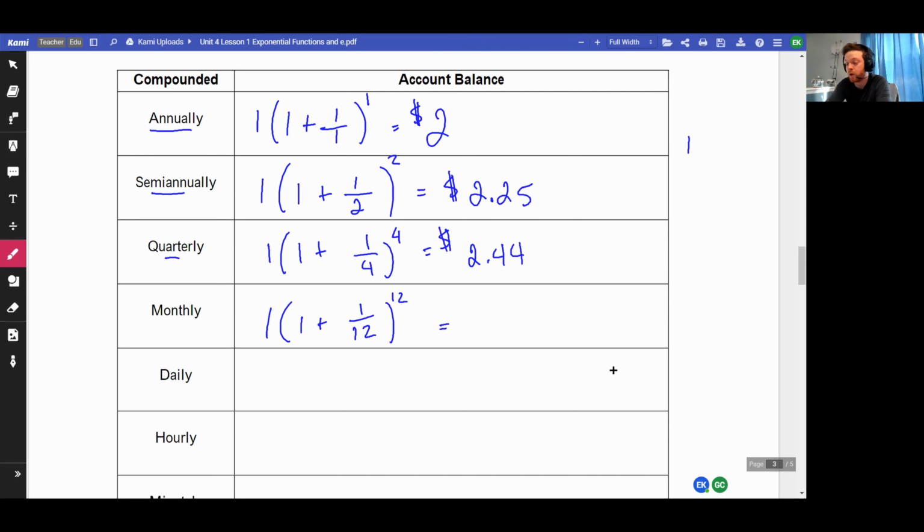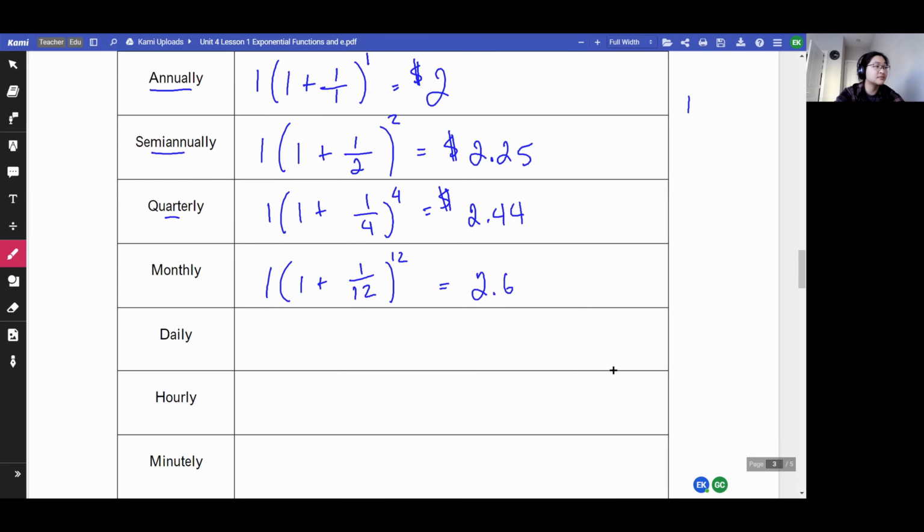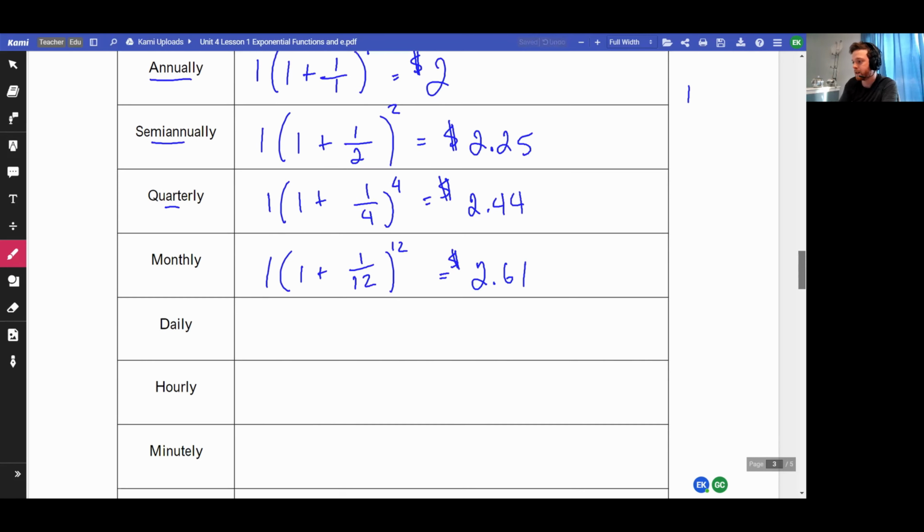Anyways, what is 1 plus 1/12 to the 12th? 2.613. Do you notice that we are slowing down in our increasing? Yeah, because it went up by a quarter, and then it went up by literally a quarter, like a heads or tails quarter. And then it went up by 19 cents, and now it's up by less than that. Yeah, 19, and then 17.